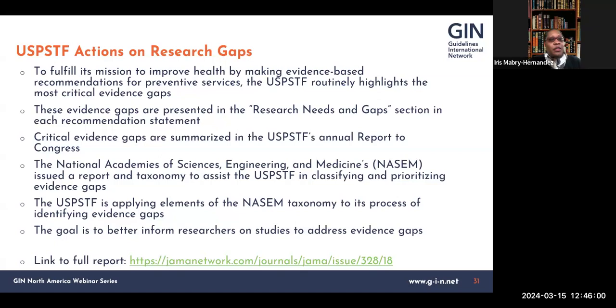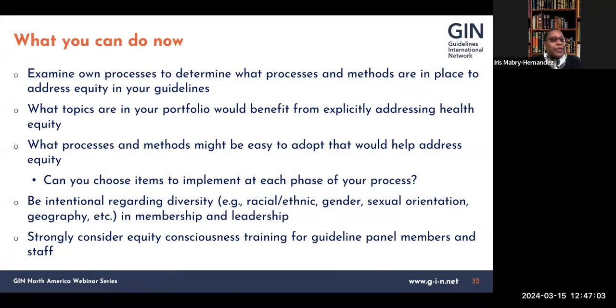Another effort that the task force is undertaking is addressing research gaps. To fulfill its mission to improve health by making evidence-based recommendations for preventive services, they routinely highlight the most critical evidence gaps. These gaps are presented in the research needs and gaps section in each recommendation statement, and also are summarized in the task force annual report to Congress. Recently, the National Academies of Sciences, Engineering, and Medicine issued a report with a taxonomy to assist the task force in classifying and prioritizing evidence gaps. The task force is applying elements of this taxonomy to its process of identifying evidence gaps, particularly those that reflect health inequities and racism. The goal is to better inform researchers on studies to address evidence gaps. And there's a link to the full report available on the JAMA network.